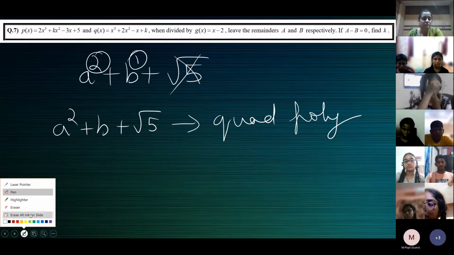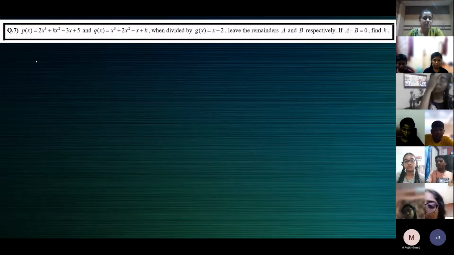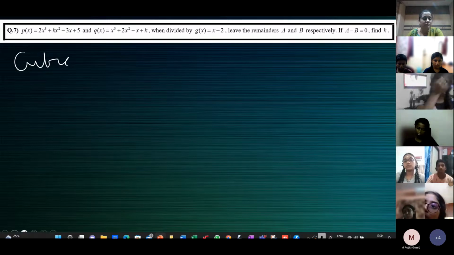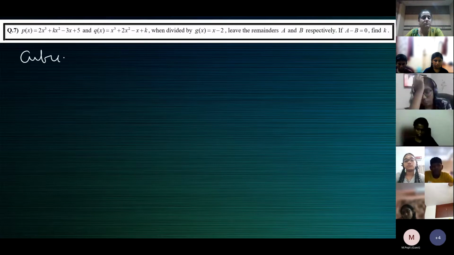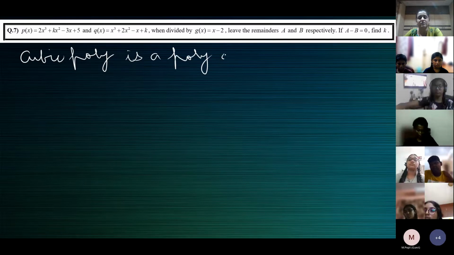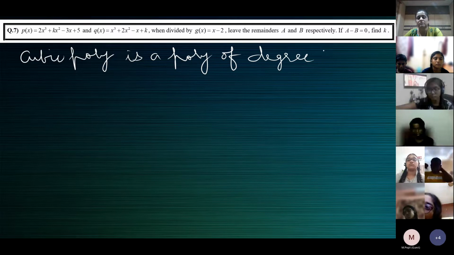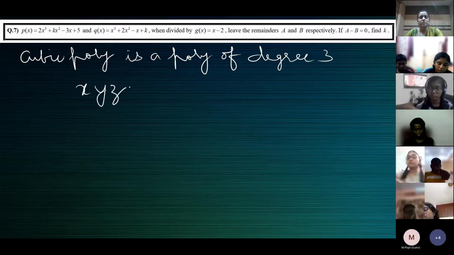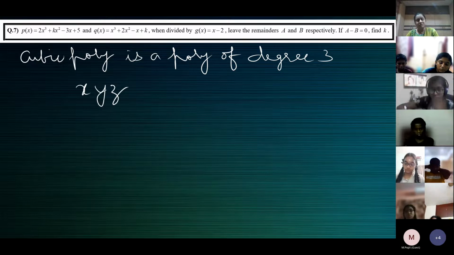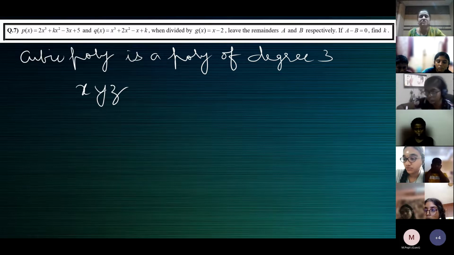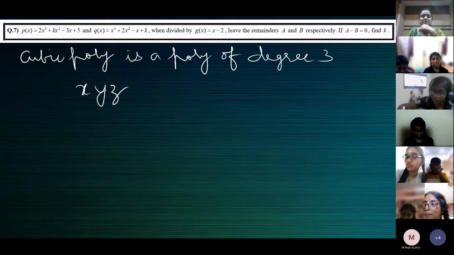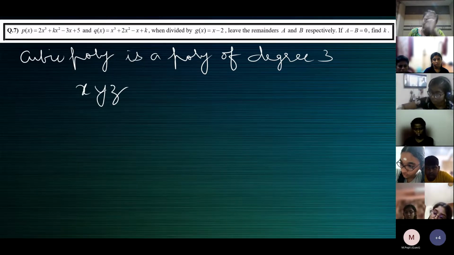Okay, the next one is a cubic polynomial. A cubic polynomial is a polynomial of degree 3. So this one is a cubic polynomial. It is a monomial. That is different. Monomial is based on the number of terms. That classification is different. This is based on degree. Degree is 3. 1 plus 1 plus 1 is 3. So this one is a monomial.